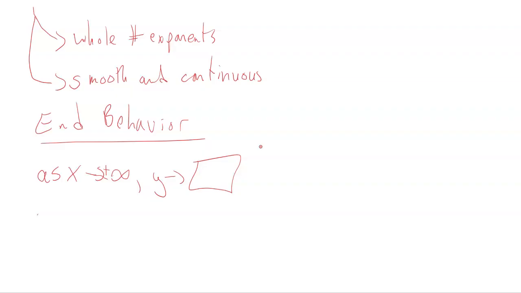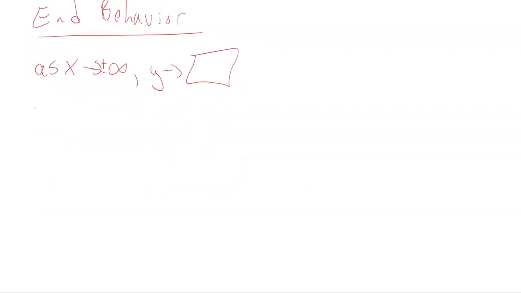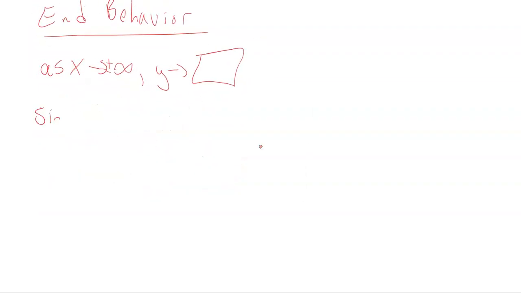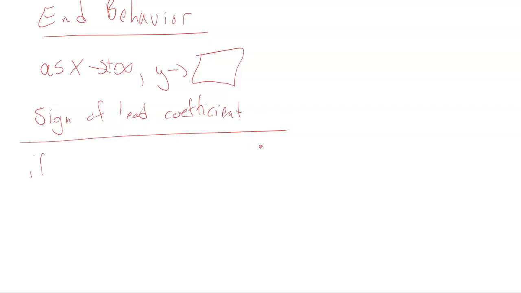There are a couple different things that control the end behavior. One of those things is going to be the sign of the leading coefficient. Okay, the sign of the leading coefficient. And when we talk about that, say we're looking at y equals a times x raised to the b plus c times x raised to the d, and so on from there, right?